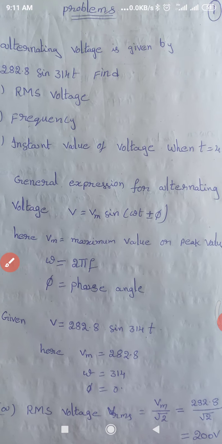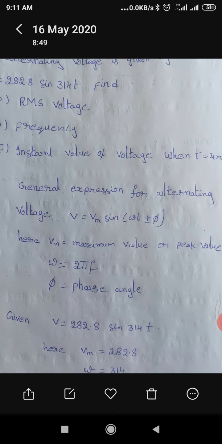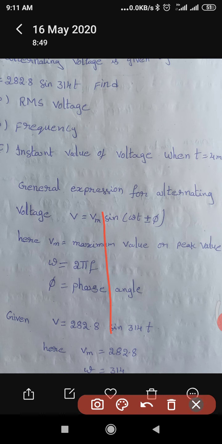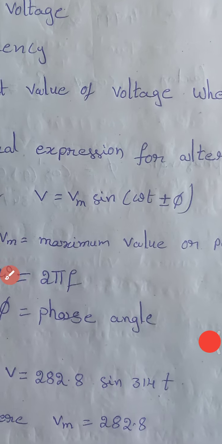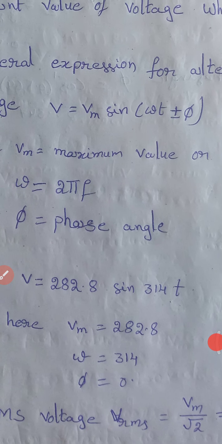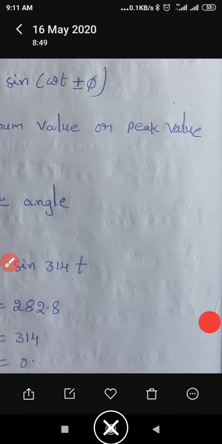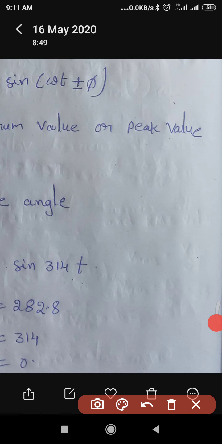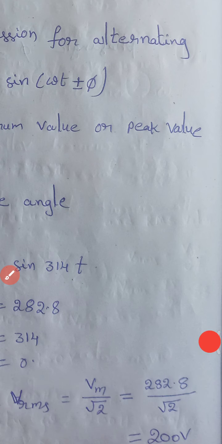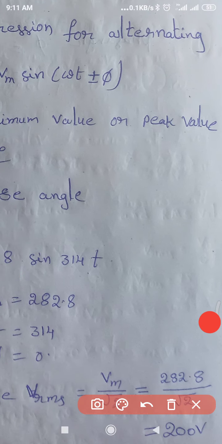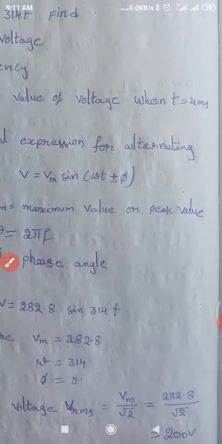Now we have to find out the RMS voltage. How can we find out this RMS voltage? Vrms is equal to Vm by root 2. So Vm by root 2, that means 282.8 by root 2. Then we get 200 volts. This is the RMS value.